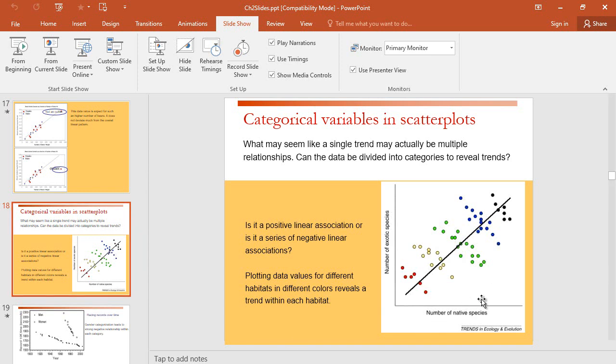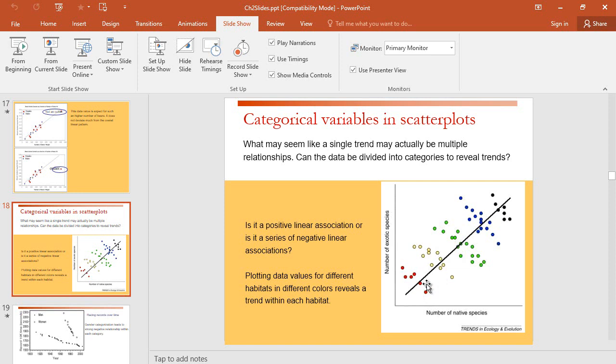Along the horizontal axis, we have the number of native species, and along the vertical axis we have the number of exotic species, right? If you plot these points, you see that there is an overall positive linear trend here. However, notice that if we divide the data points into categories of habitats, right?